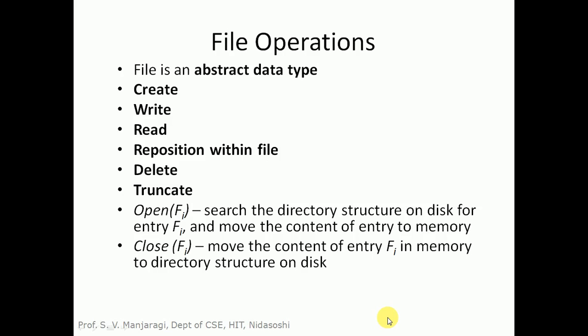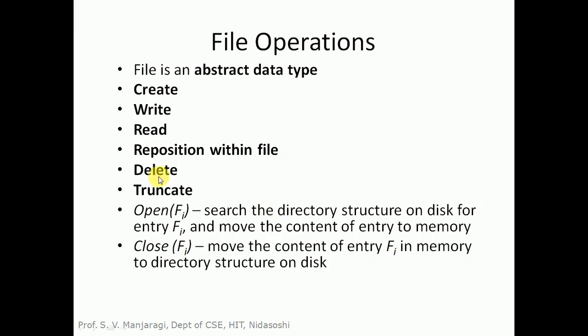Now see what are the different file operations. Basically, a file is an abstract data type. For example, in C there is a data structure called file, which is called an abstract data type. So there are different operations we can perform with respect to a file.